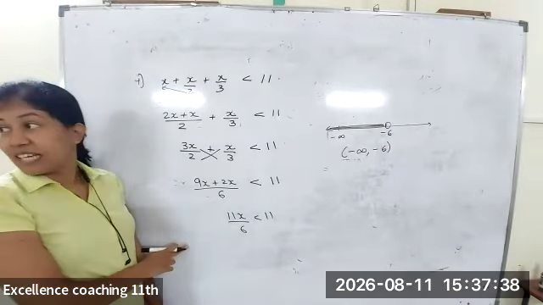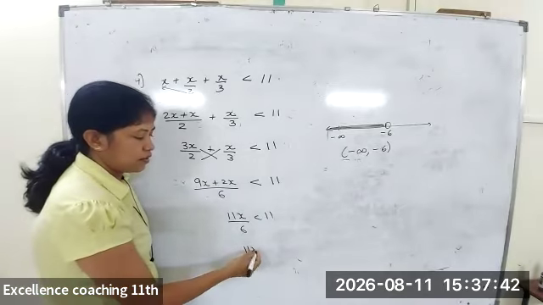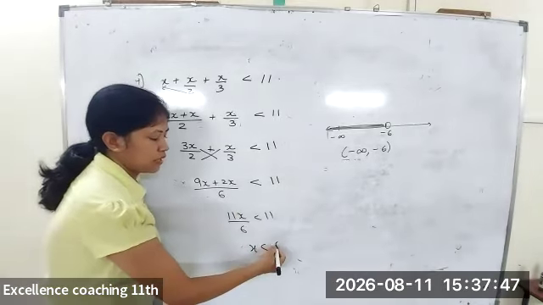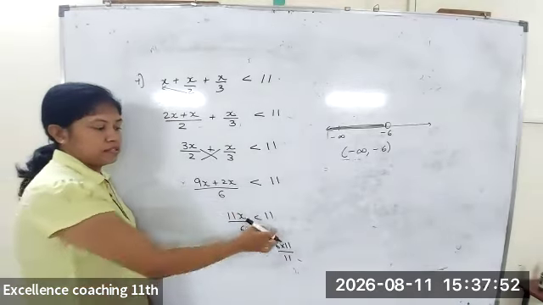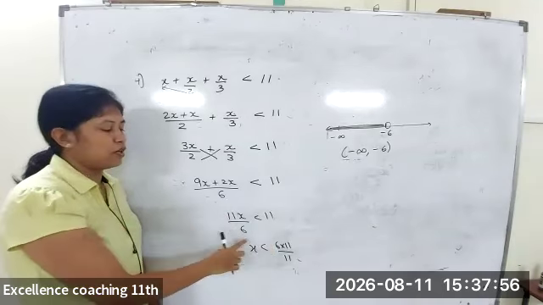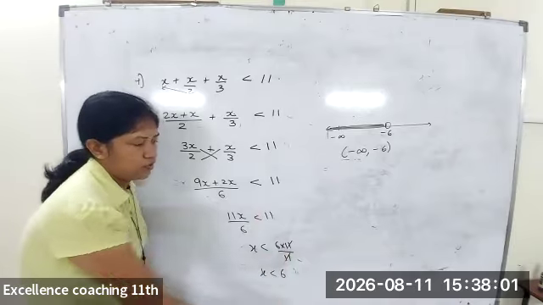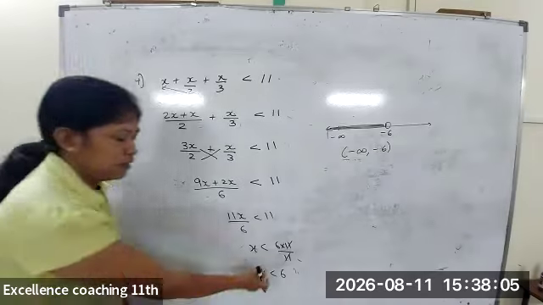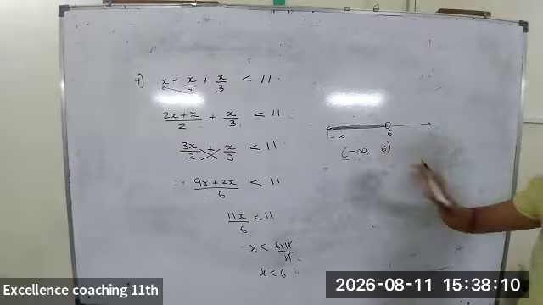Now is there any negative sign? Not a problem. So what you can do directly? X 6 will go up, 11 will come this side. This 11 you can bring it down. Anything in the numerator multiplied will go to the denominator. Denominator will go up in the numerator. So this is what you will get. Or 66 upon 11 also, those we have done, not a problem. X is less than 6. So same answer, but only with plus.